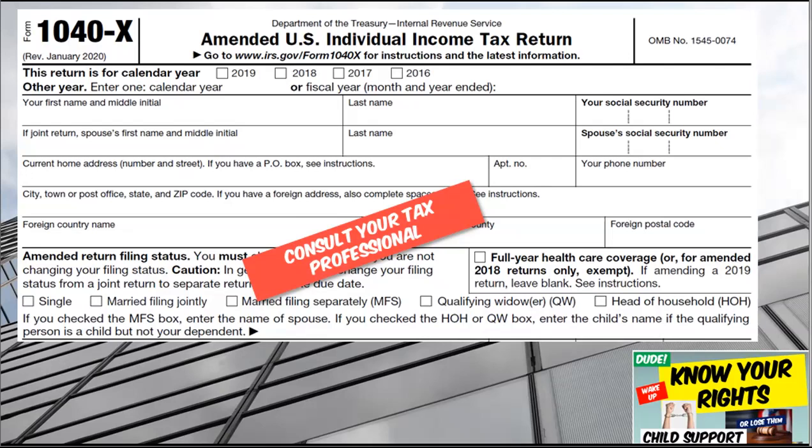And this form on the screen is called a 1040-X for an amended return. Again, for the details of this, please consult with your tax advisor, but we believe there's an opportunity for you to recapture the past years of claiming the child on your taxes.